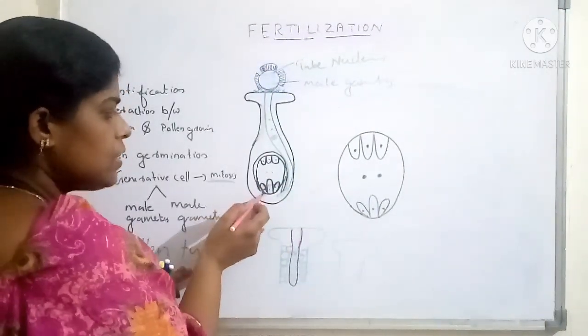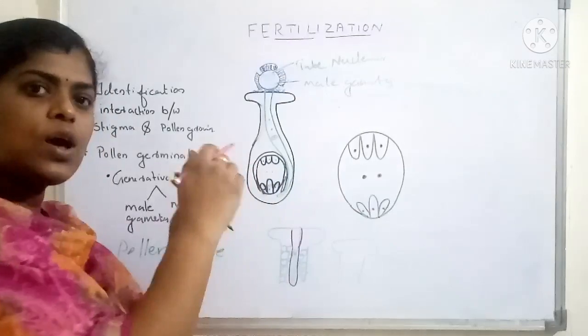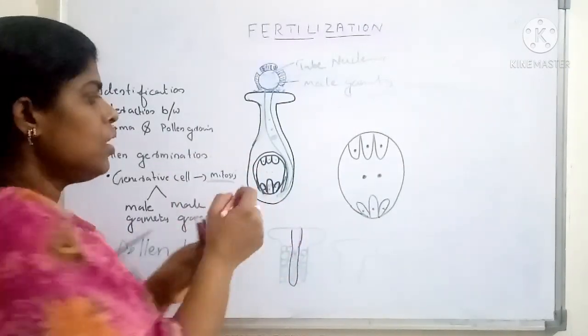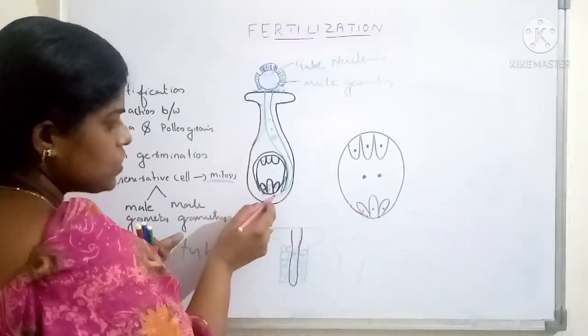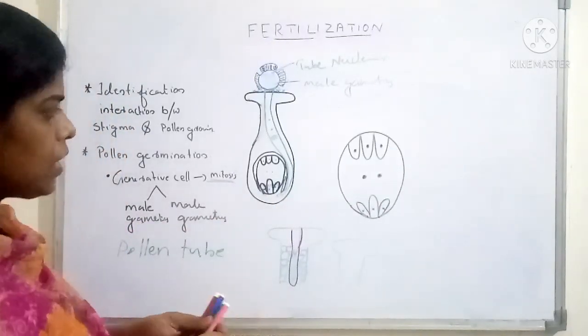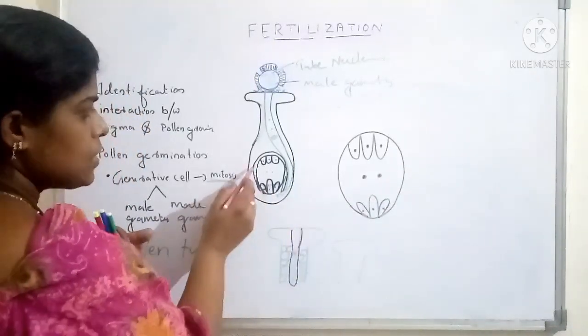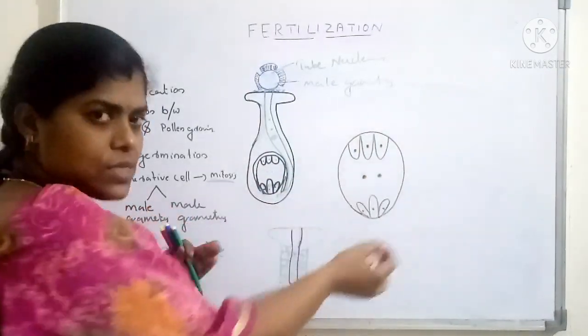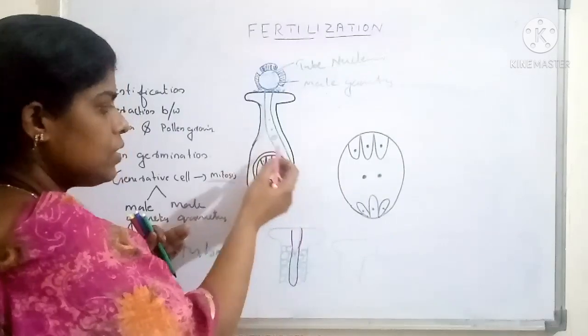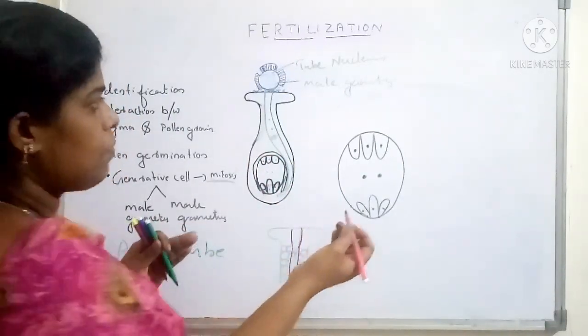Micropyle means this portion where there is no covering for the ovule, or there is no integument. And when it reaches here, I will explain the further process in this diagram. As you know, this is the embryo sac. The embryo sac is within the ovary. So what is really happening?